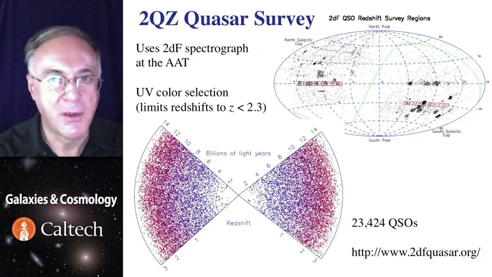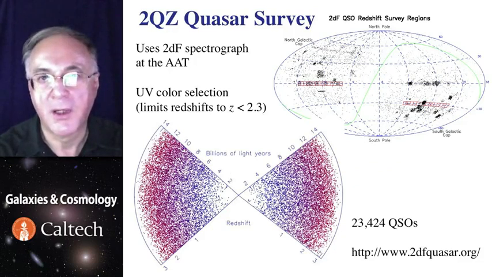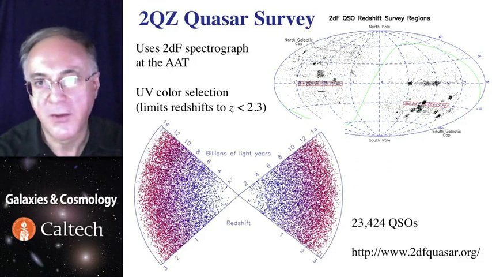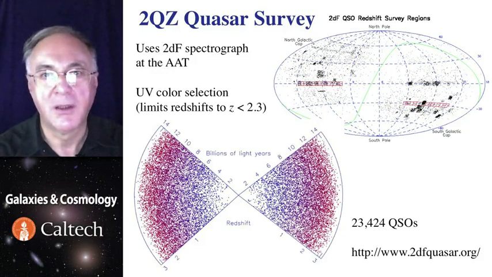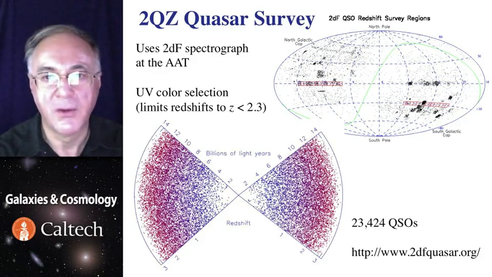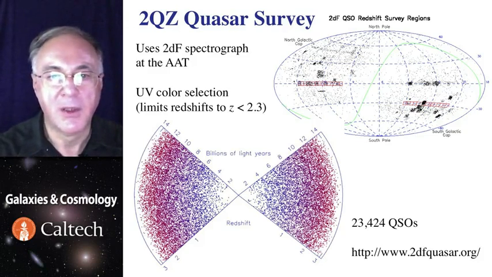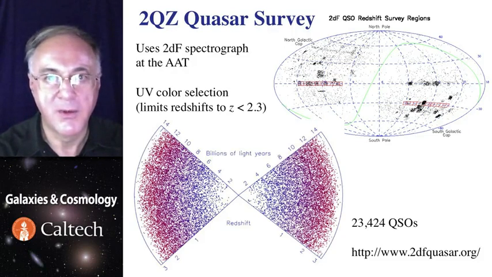The other major survey was done by the Anglo-Australian Telescope as part of their redshift survey, and it's now called the 2QZ survey. That one detected a couple tens of thousands of new quasars in smaller areas than the Sloan, but nevertheless provided another useful sample for statistical studies.